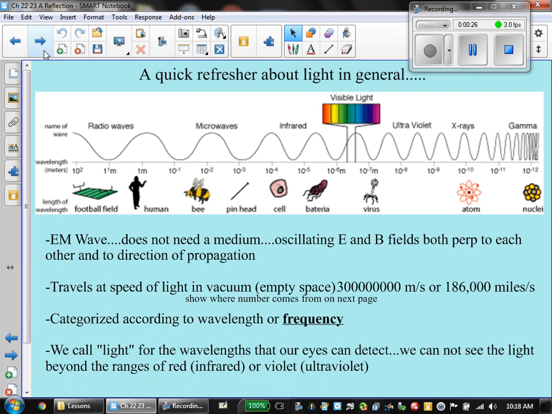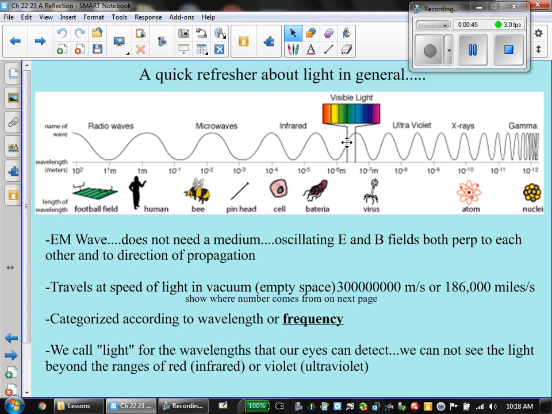Just a quick refresher about light in general. Remember, light is an electromagnetic wave. You studied this last year, Mr. Horgan, in the waves unit. Remember, we classify electromagnetic waves as such because they do not require a medium to move. It's really oscillating electric fields and magnetic fields. And again, we'll study that in more detail when we get to magnetism.